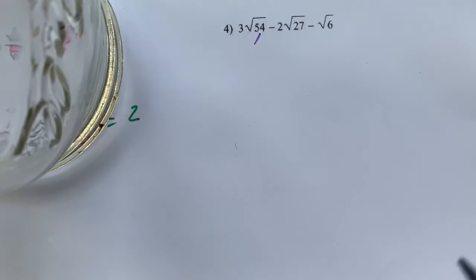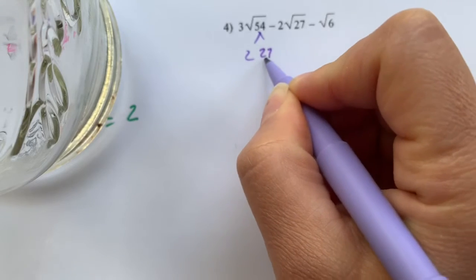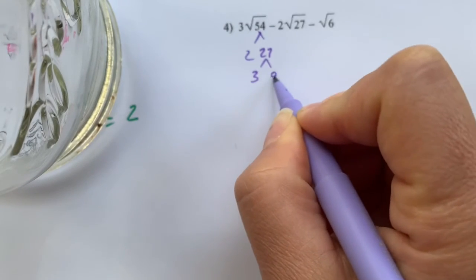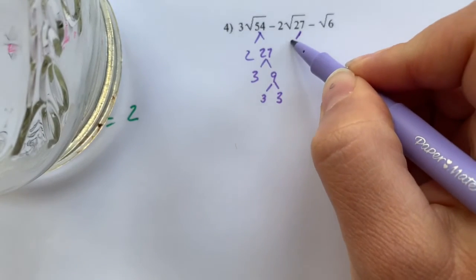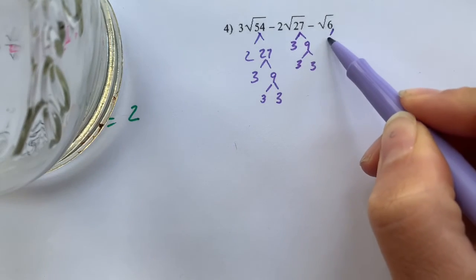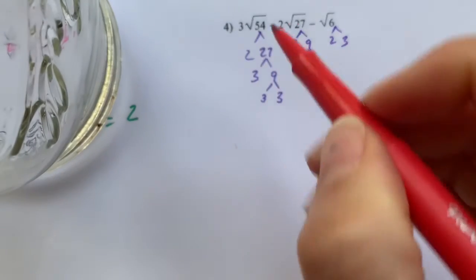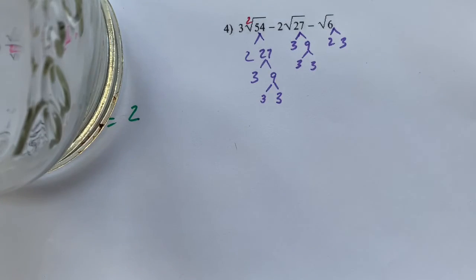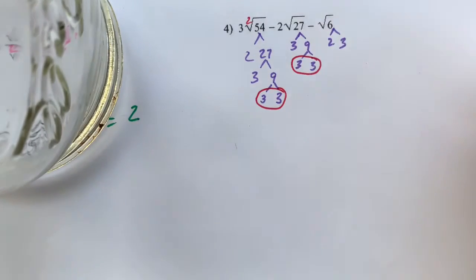So 54 is an even number, so I'm going to divide by 2, and I get 27. 27, I know I can divide by 3, then I get 9, and 9 is 3 and 3. And 6 is a 2 and 3. Now the next thing we do is we look to see how many I need to break it out of jail. Since there's not a number there, it's technically a 2, so I'm going to circle groups of 2. 6 doesn't have anything.